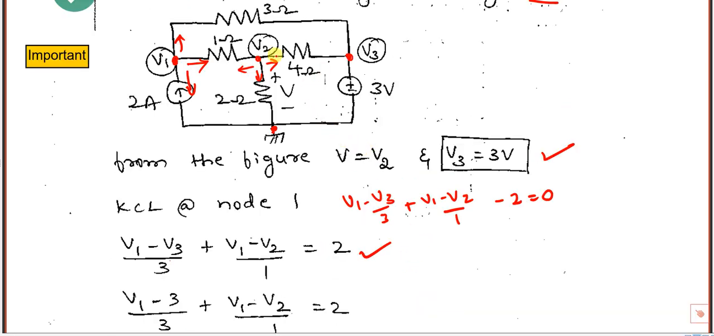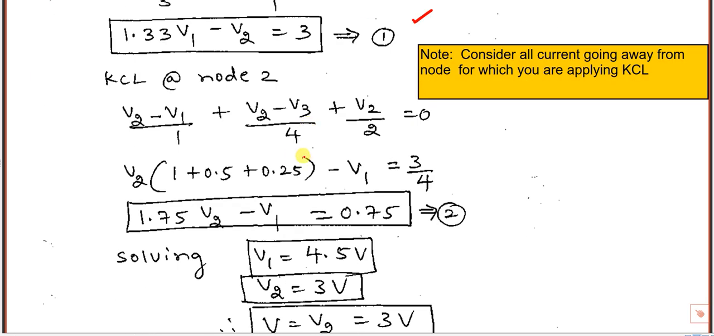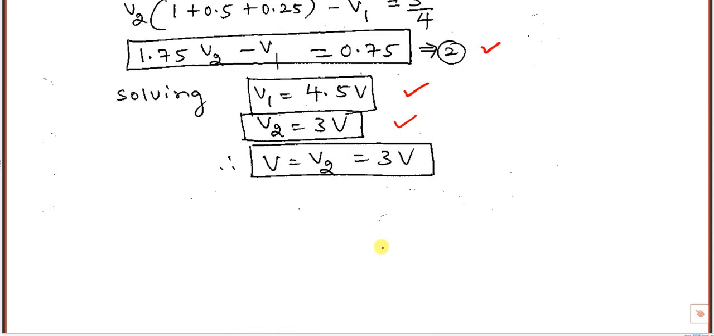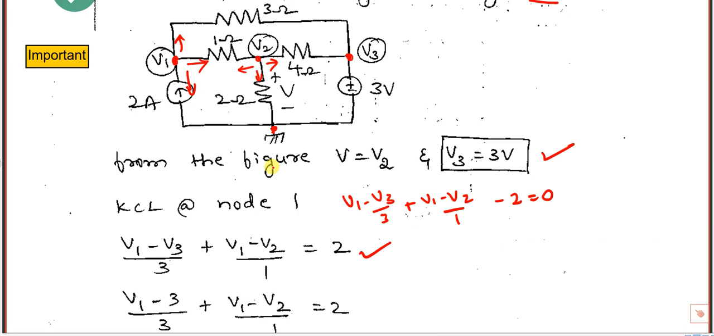Similarly, apply KCL at node 2. The left side current is V2 minus V1 by 1, plus V2 minus 0 by 2, plus V2 minus V3 by 4, is equal to 0. Again, if you simplify this, you will get another equation. Solving these two equations using a calculator, we get V1 and V2. In the problem, they ask to find V2, which is V in the given diagram.